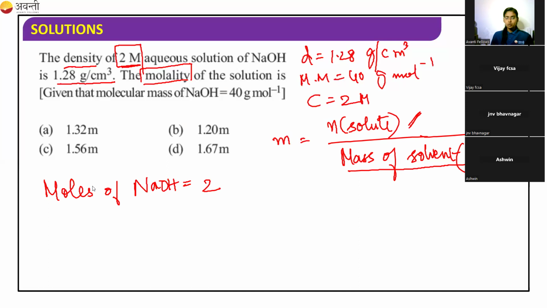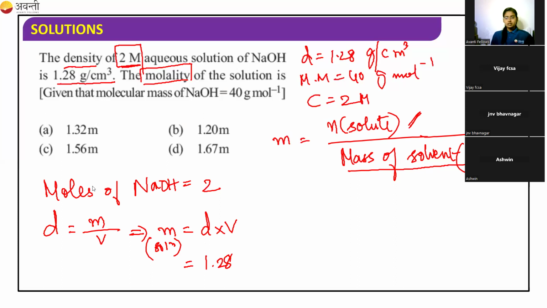We know that density is equal to mass by volume, so mass is equal to density into volume. This is the mass of the solution. First, let me find the mass of the solution using the density and volume. The density of the system is 1.28, and the volume is 1 liter. 1 liter in terms of milliliter is 1000.